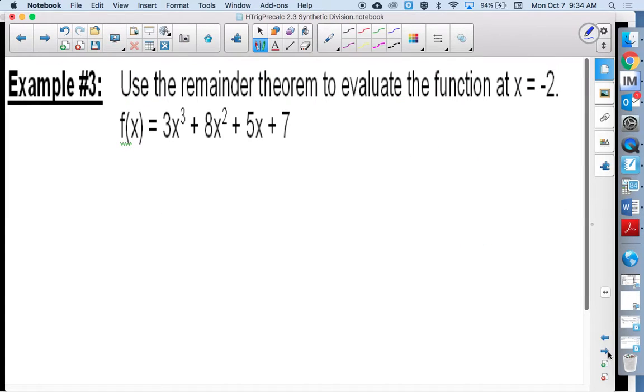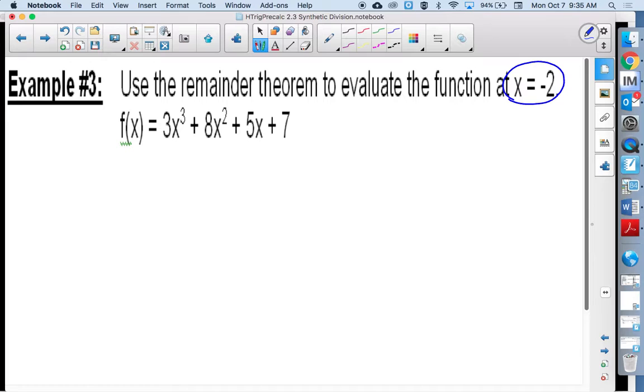So the problem underneath is like a 2-part problem. Nope, 1-part problem, I guess. We're going to do it 2 ways, though. So it says to use the remainder theorem to evaluate the function at x equals negative 2. How would you evaluate a function at x equals negative 2? Think back, like, what does evaluate mean? Yeah, solve by using the equation or the function. How am I going to solve? Yeah, we're going to take this negative 2 and we're going to plug it in for f of x.